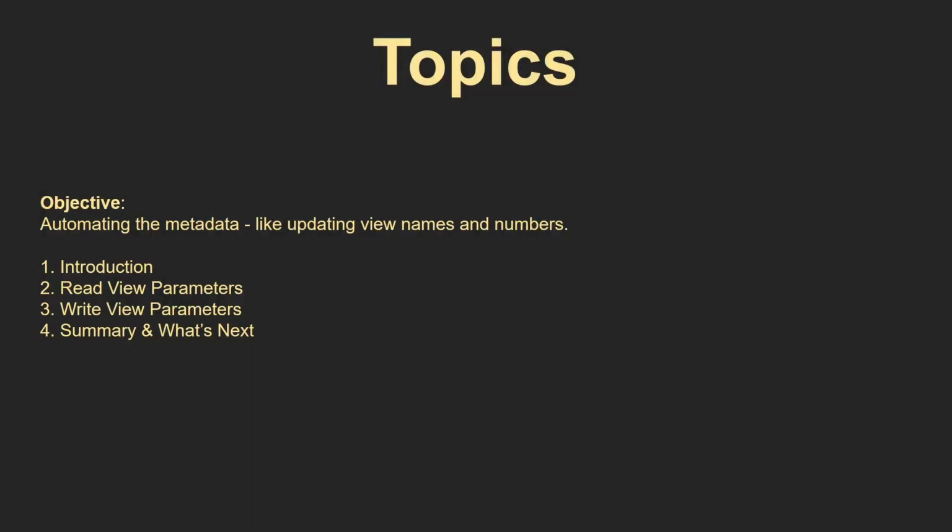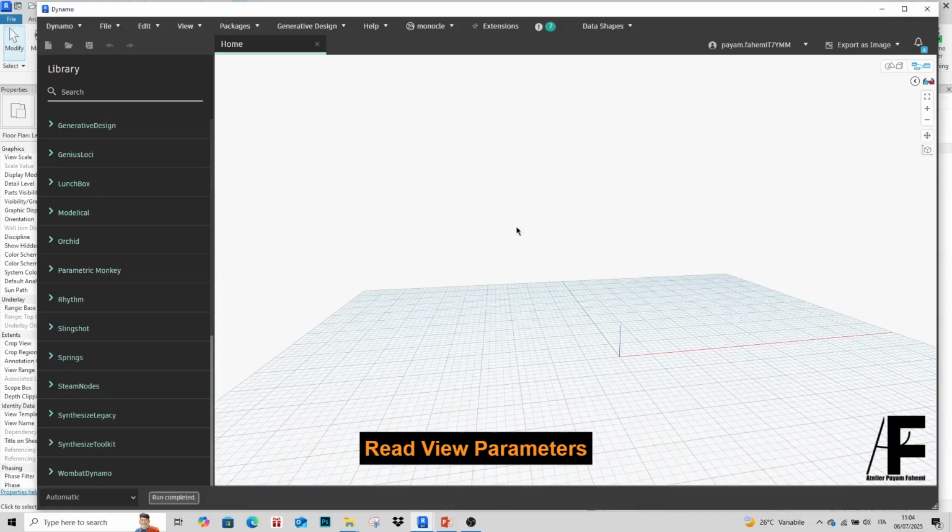You have already learned how to create sheets and place views. Now let's automate the metadata, like updating view names and view numbers. This is especially useful for consistent naming or documentation control. In the first section, we are going to read view parameters.